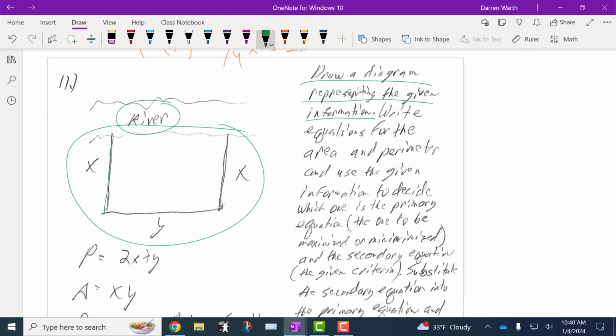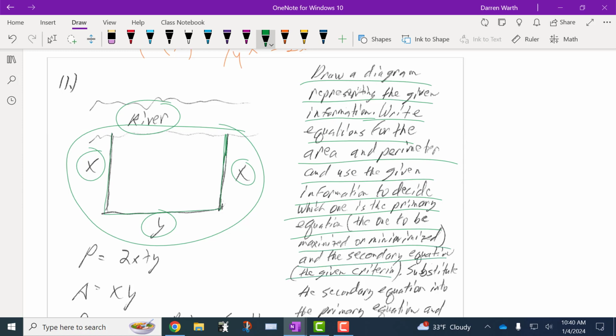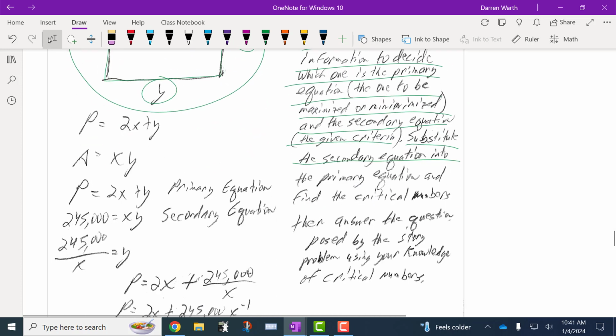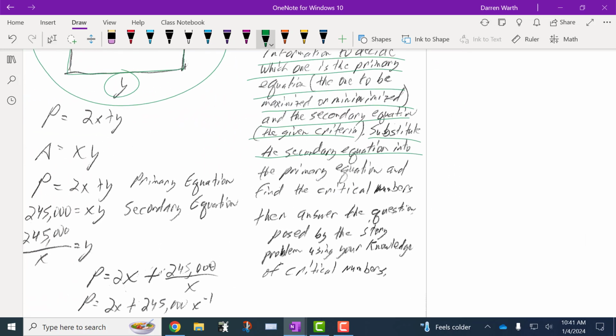I got this side, and this side. I don't have to worry about the river side. So I'm going to call this side X, and the other side X, and the side Y. Okay, so let's write equations for the area and perimeter and use the given information to decide which one is the primary equation, the one to be maximized or minimized, and which is the secondary equation, the given criteria. Substitute the secondary equation in the primary equation. Find the critical numbers and then answer the question posed by the story problem using your knowledge of critical numbers.